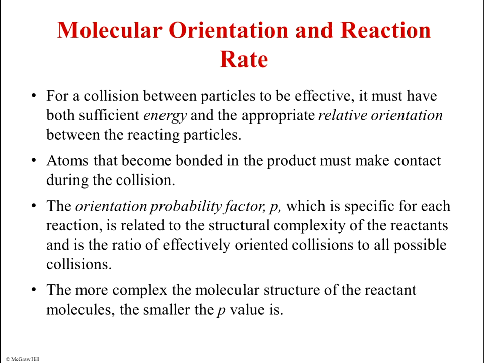We have something called an orientation probability factor, P, which is a fractional value, and it's specific for each reaction, and it's related to the structural complexity of the reactants. Generally, it's the ratio of the effective oriented collisions relative to all possible orientations during the collision. The more complex the molecular structure, generally, the smaller the P value is.